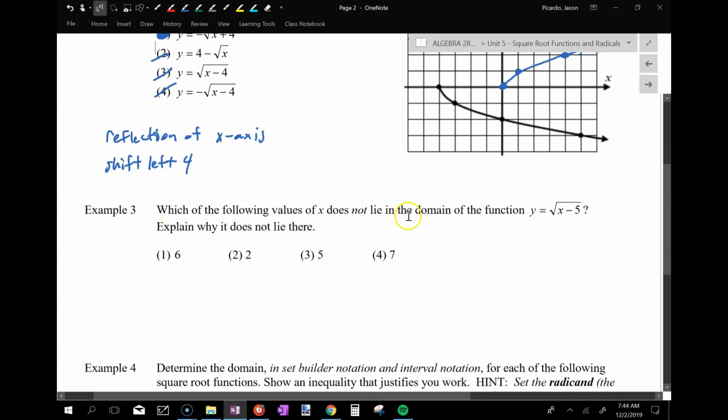Which of the values does not lie in the domain? Which of these values do not lie in the domain? In other words, can I plug 6 into this? Ariel's shaking her head yes. Why? Because it's fine. It's what? Okay, so all right. So if your explanation, it says explain why I can do that. Why am I allowed to plug in 6?